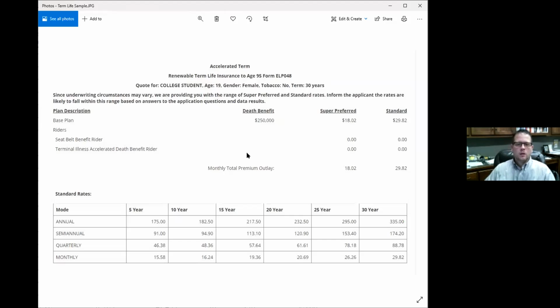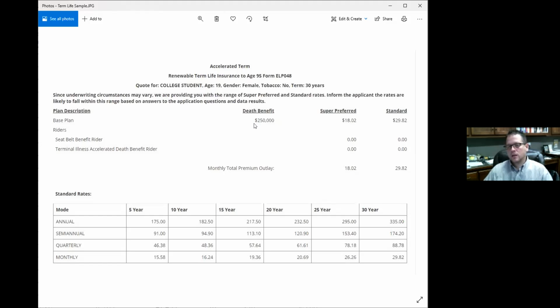Let's see here. Here we go. Quote, and this is a quote for term life insurance. So term insurance is just what it sounds. I'm going to insure you for a set term. In this particular example, I quoted 30 years, but you can see down here in the table that we can look at what the premiums look like based on different lengths. And so at the end of 30 years, if you're 19 today, so at age 49, you will no longer have this life insurance policy. It will expire. But for the next 30 years, you will have coverage.